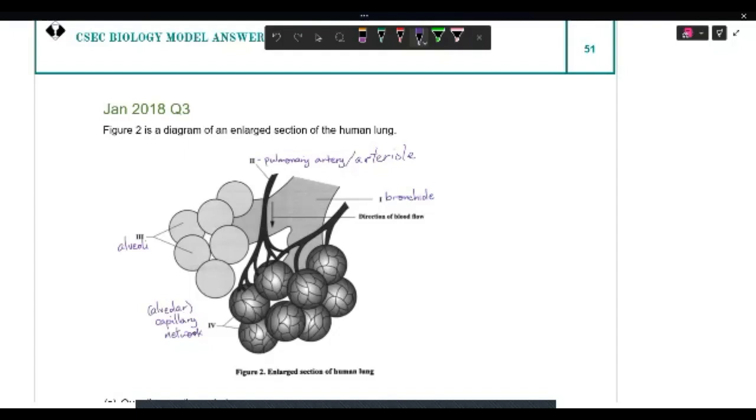So that's called your capillary network or your alveolar capillary network. And then we have this blood vessel feeding into that capillary network. And since this is the direction of blood flow towards the alveoli, that means it's an arteriole. I placed artery here, but arteriole is the better answer, right?